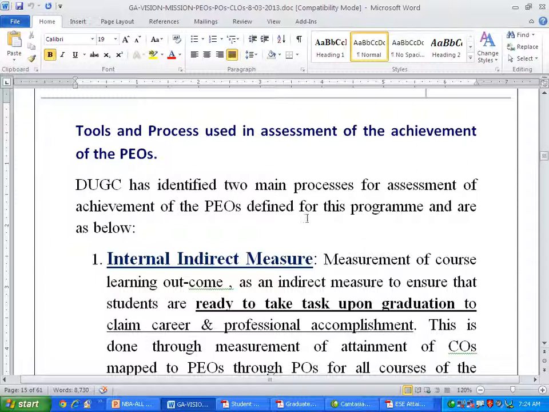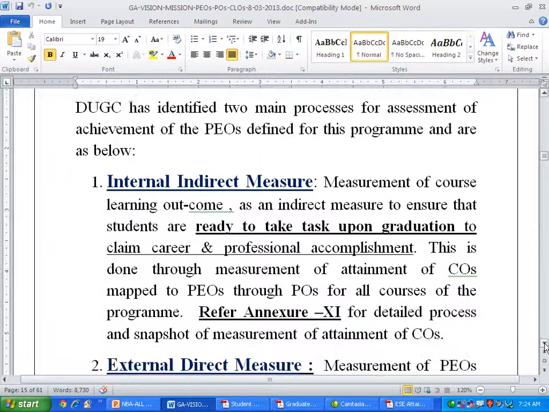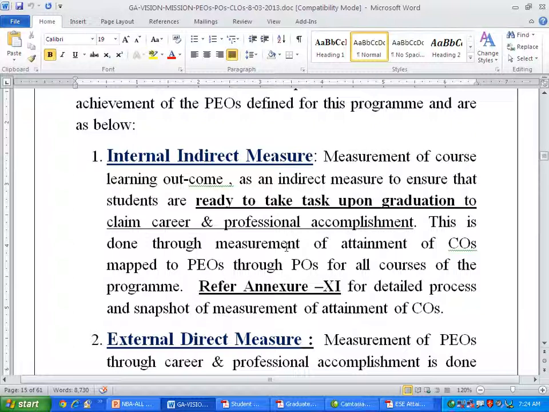DUGC has identified two main processes for assessment of achievement of POs defined for this program, as below. There are two stages at which we do it. One is internal indirect measure: the internal indirect measurement of course learning outcome as an indirect measure to ensure that students are ready to take up tasks upon graduation to claim career and professional accomplishment. This is done through measurement of attainment of course outcomes mapped to POs for all the courses. That's what I have illustrated. This is an indirect way of doing it.